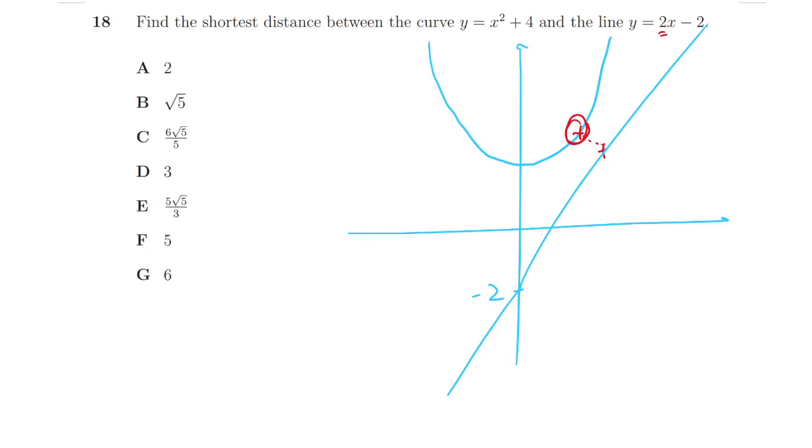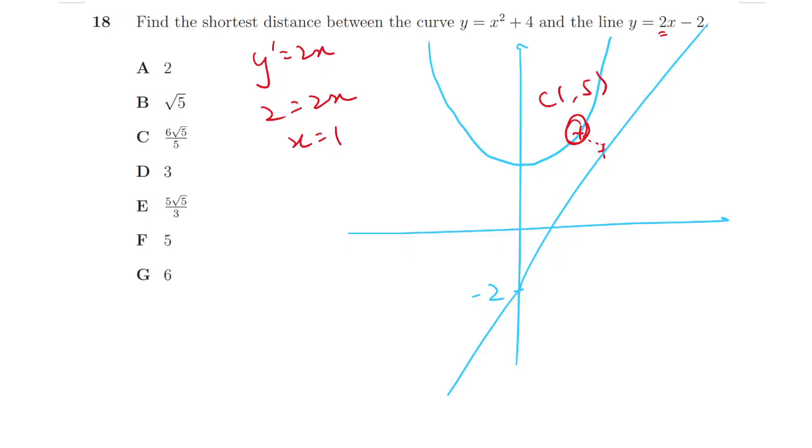Okay, so gradient, so differentiate. So y prime equals 2x, then you ask yourself, 2 equals 2x. Alright, so then x must be 1. So this point must have x coordinate 1. Good. And then, if x is 1, then y is 5. So you might wonder, okay, how come the gradient must be the same?